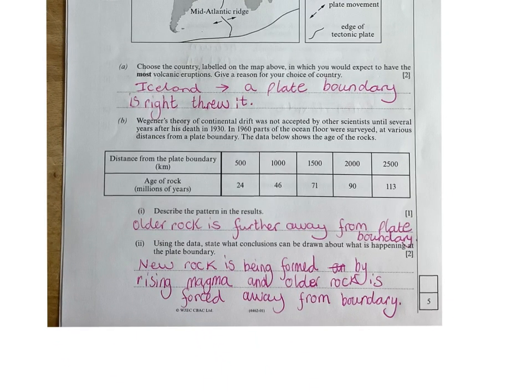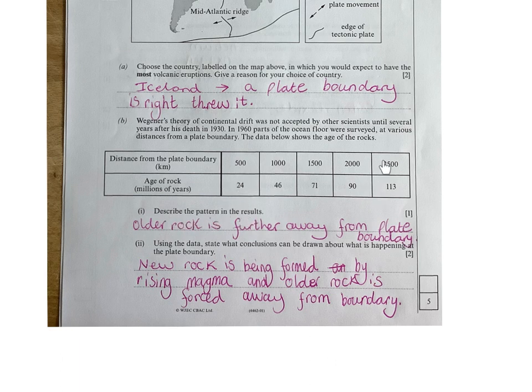Wegener's theory of continental drift was not accepted by other scientists until several years after his death in 1930. In the 1960s, part of the ocean floor was surveyed at various distances from the plate boundary. The data below shows the age of the rock. Okay, so the closer you are to the plate boundary, the newer the rock is. Okay, so describe the trends in the results.